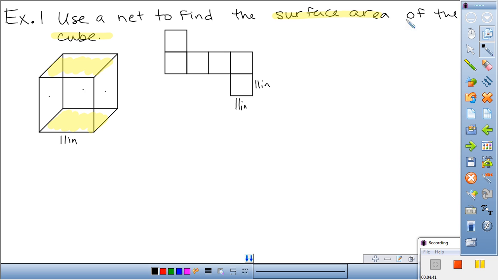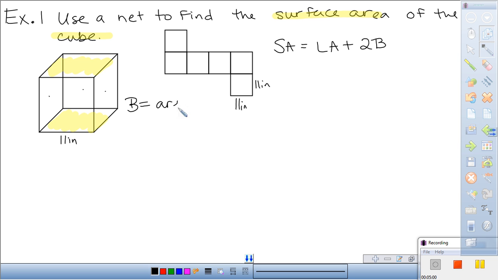So they've asked us to find the surface area, and we just found out that to find the surface area, we need to take the lateral area and the area of the 2 bases. So I'm going to do 2 times a capital B, and that capital B stands for area of a base.